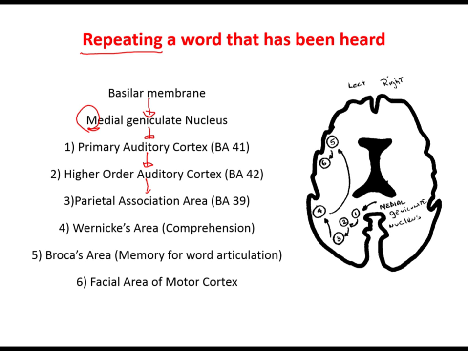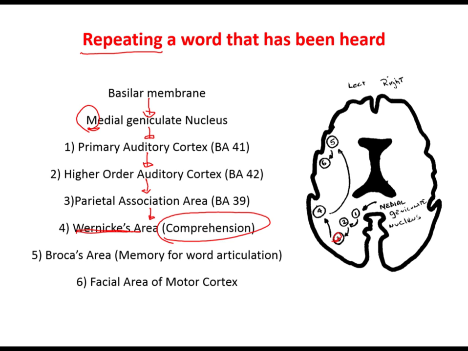From there, it's carried to area 3 on our diagram here, which is the parietal association area, Brodmann's area 39. From there, the signal gets submitted, or we have fibers that connect the parietal association area with Wernicke's area. Now the signal reaches Wernicke's area, where comprehension takes place. Again, Wernicke's is located in the left hemisphere.